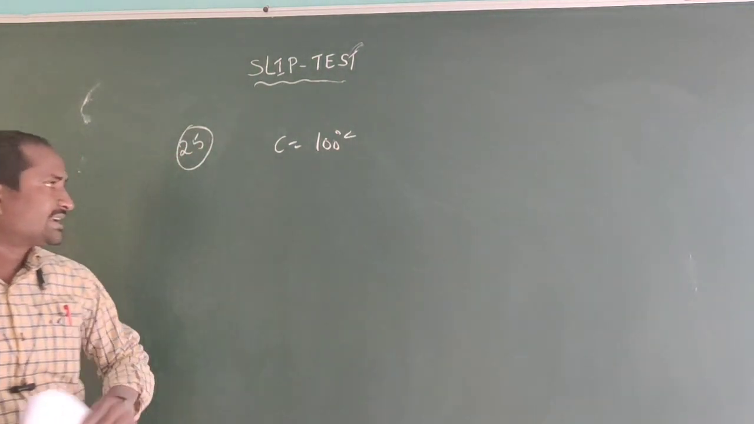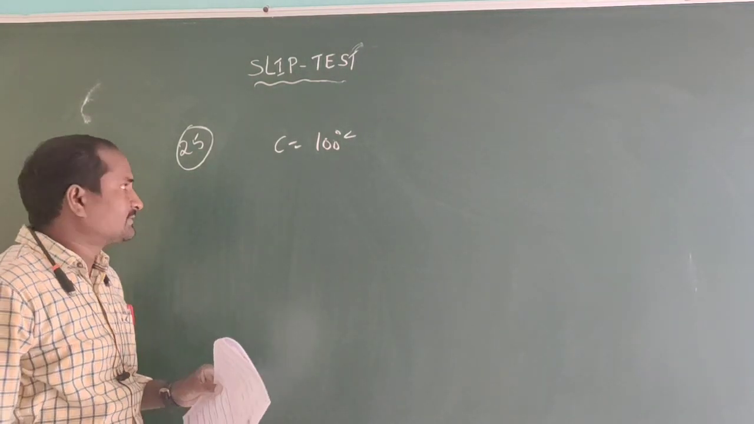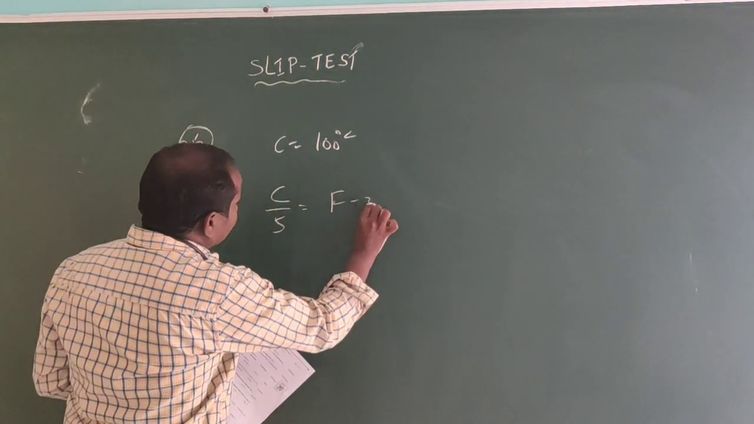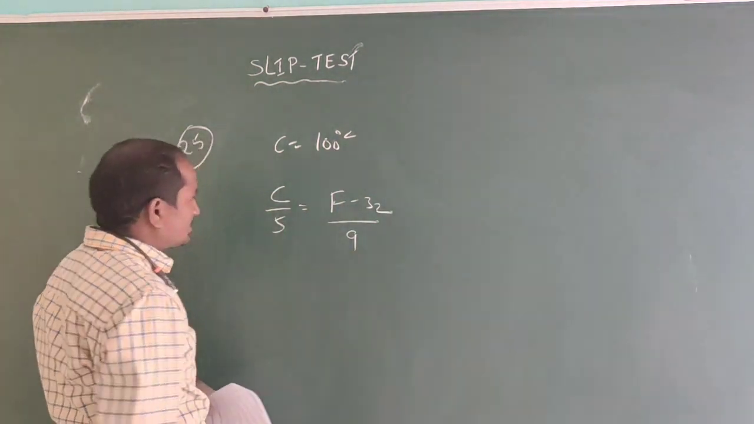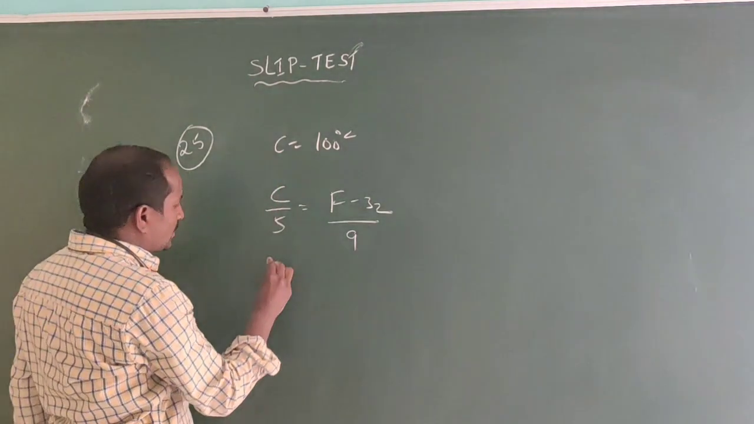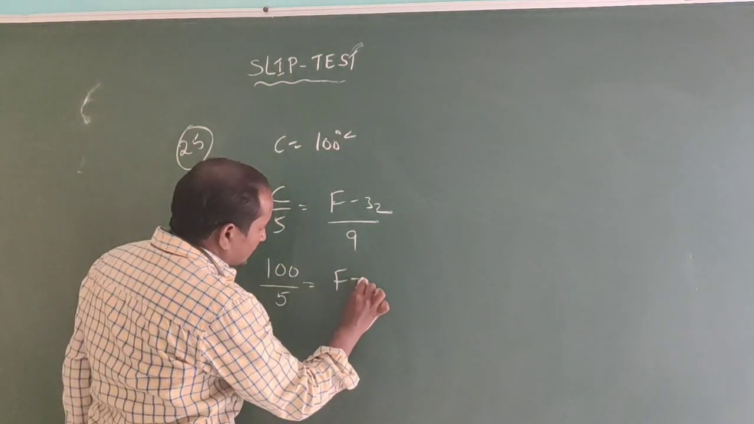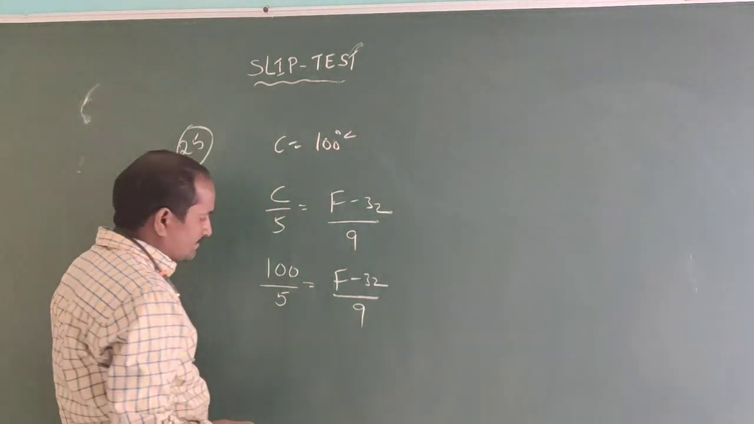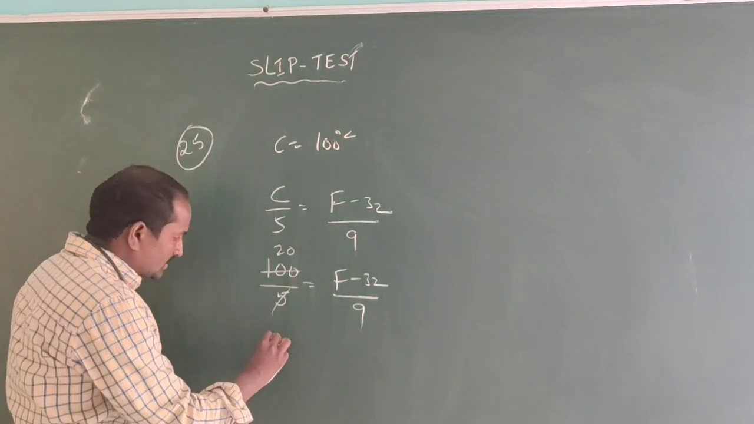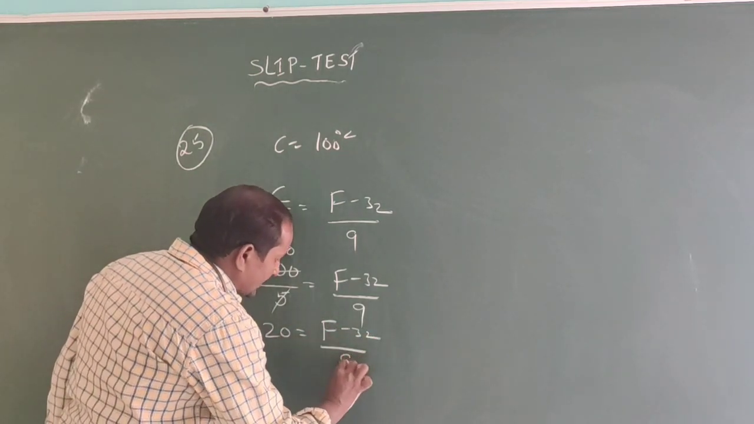What is the relation between Celsius and Fahrenheit? We know that C by 5 equal to F minus 32 by 9. Here C equal to 100. So 100 by 5 equal to F minus 32 by 9. 5 twenties are 100, so 20 equal to F minus 32 by 9.